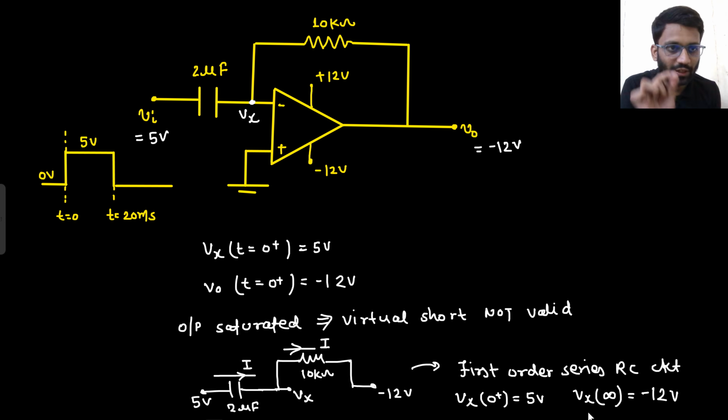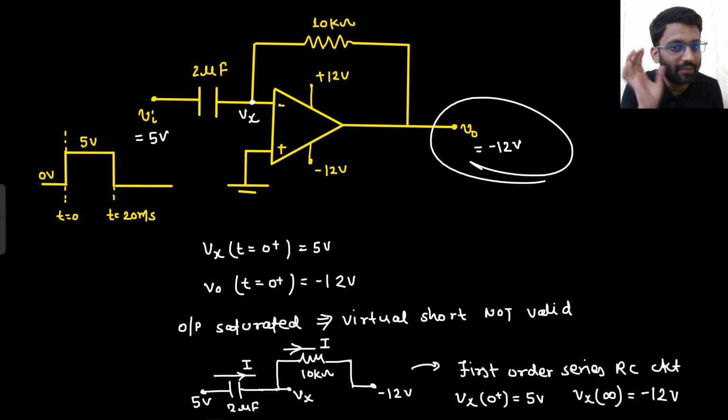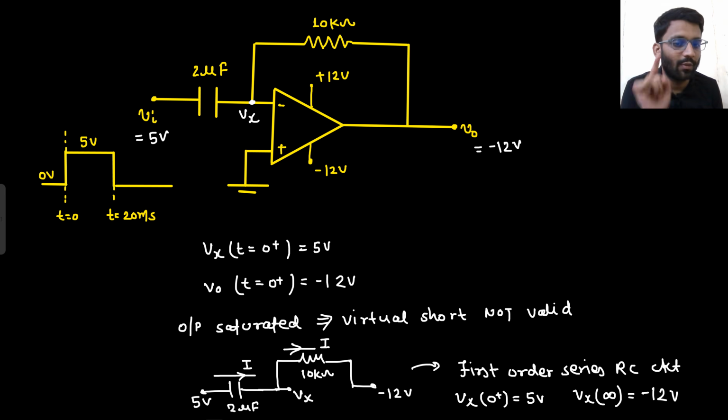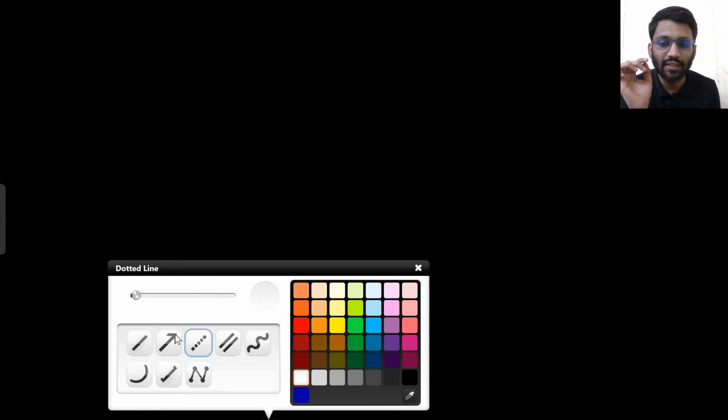So what is the target of Vx? Vx here sees 5 volt and then it is trying to move to minus 12 volt. This is the target of Vx. Vout is fixed at minus 12 volt. So let's draw the waveform of Vx. So what is the target of Vx?